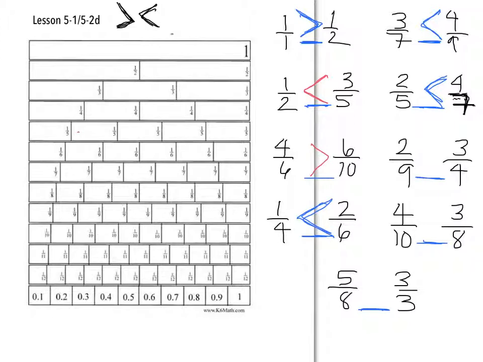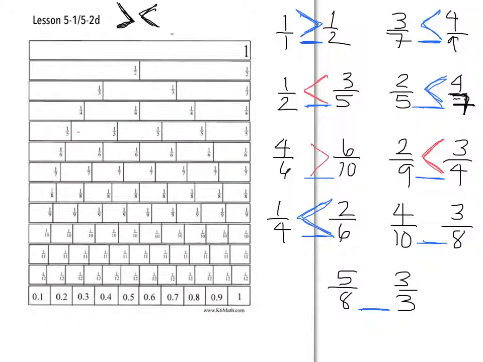2 ninths, which we'll go with 2 ninths, 1, 2, and then 3 fourths, which would be here, and I'm just going to draw 1, 2, 3. Wow, this one's not even close, is it? So 2 ninths is less than 3 fourths. Give me a second to erase.